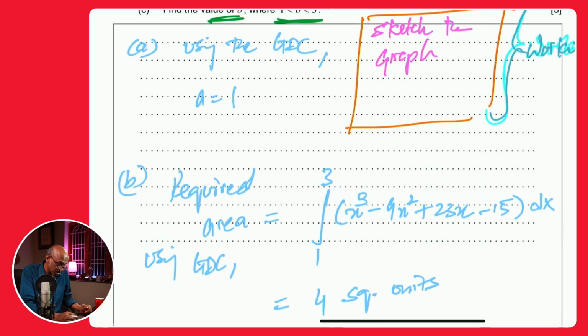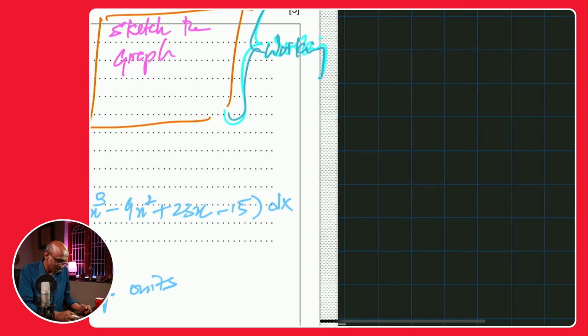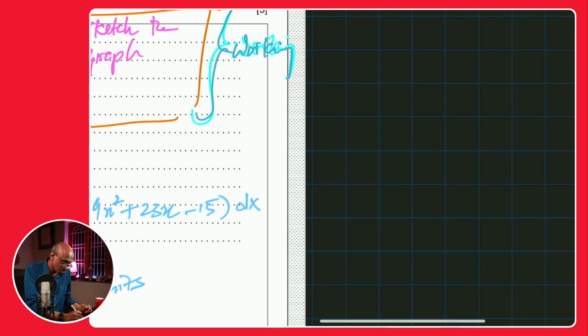And do we have enough space? No, we don't have enough space. I already gave you a hint in the earlier parts. Please go and check what I meant by that when there's no space. So I'm going to do it here.